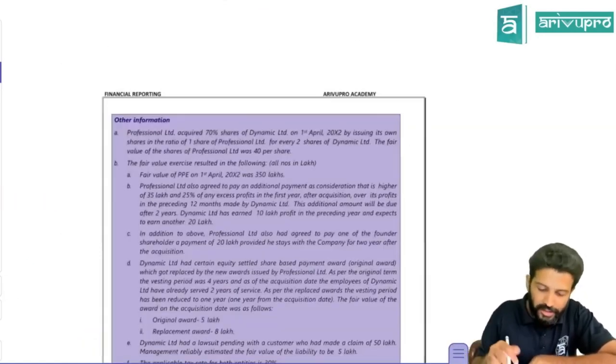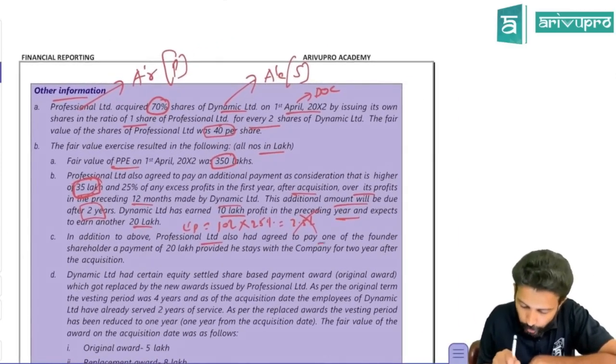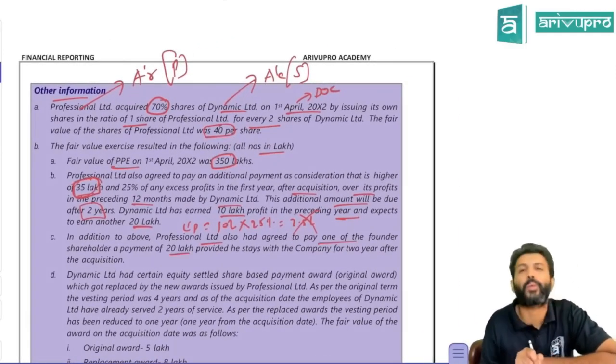Here multiple components of the PC are there. In addition to the above, professional limited, the acquirer, has also agreed to pay one of the founder shareholders a payment of 20 lakh.